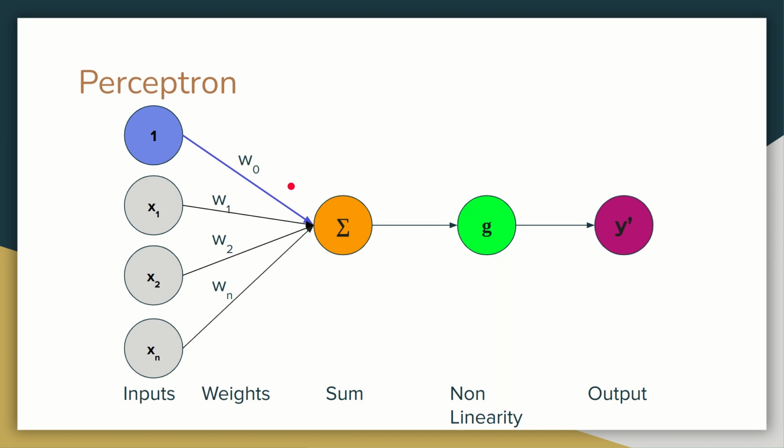So in the previous video, we looked at the concept of perceptron. In perceptron, we take the weighted sum of the inputs with the weights W0, W1, W2 and Wn, and then we apply a non-linear activation function to get the Y prime. In this video, we'll be looking at the concept of deep neural networks and the loss function.